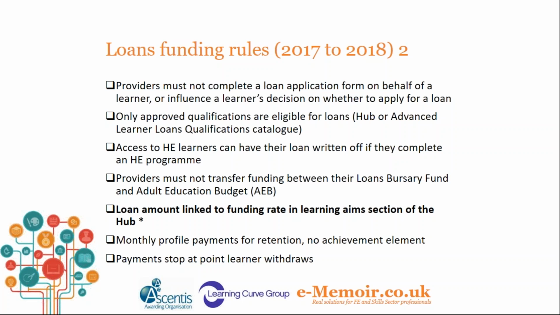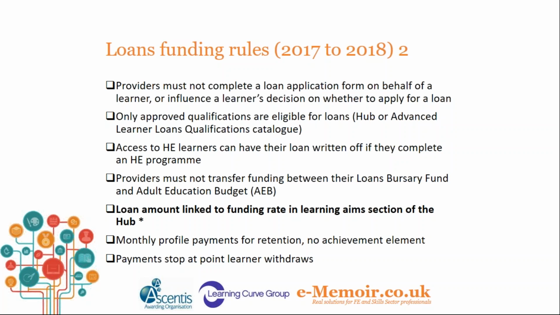One key thing in terms of earnings: once the learner has passed the 2-week mark, they become eligible for the loan, and you will receive payments from the Student Loans Company. 100% of the payments, which depend on the monthly profile and the difference between the start date and end date for that individual learner, are on retention. There is no achievement element. It's very unlike the adult education budget, where 80% of your funding is on program retention and 20% is for achievement of the qualification.